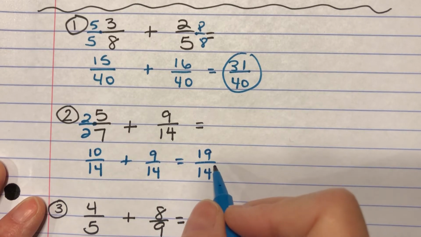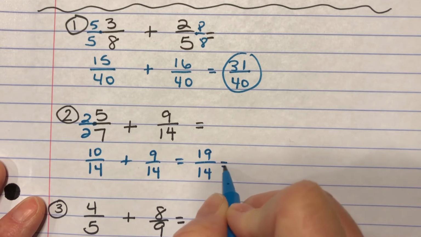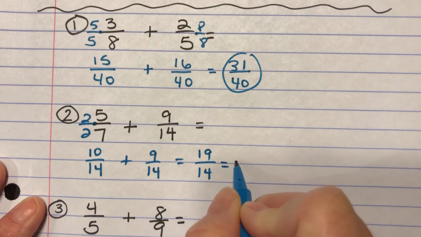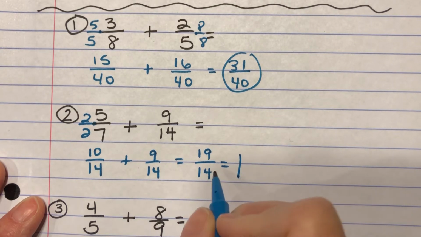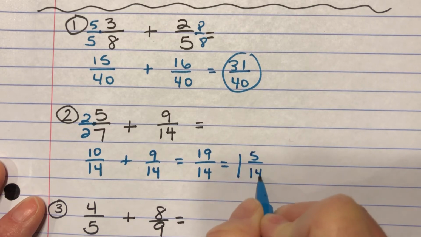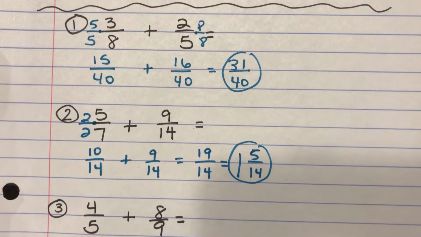Now, this is improper. I would like you to write improper fractions as a mixed number. So I see that I could make one group of 14/14 out of this. That's my whole number. And if I have 14/14, it takes 5 more 14ths to get up to the 19/14. So 1 and 5/14 is what you should have. All right, go ahead, erase.